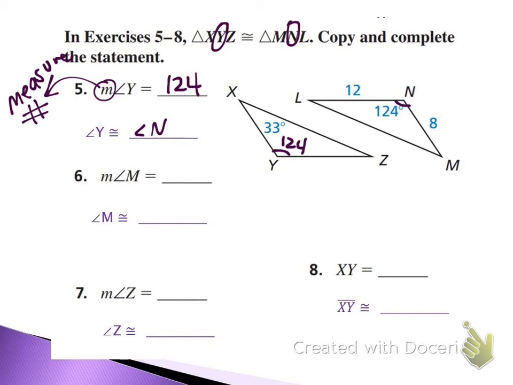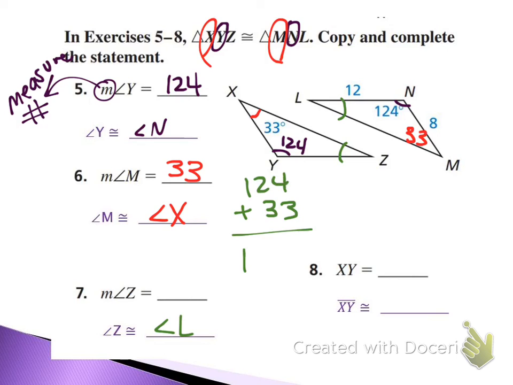So what is M going to be congruent to? M like Marshall? X. And X is 33, so M is also 33. Go ahead and move on to 7 if you haven't already. So we said angle Z would be congruent with angle L. They're both blank. How do I find the measure of a missing angle if I have the other two? Add them. We get 157. Subtract from 180 to figure out what's left. We're not done. That makes 23 degrees. Go ahead and do number 8.